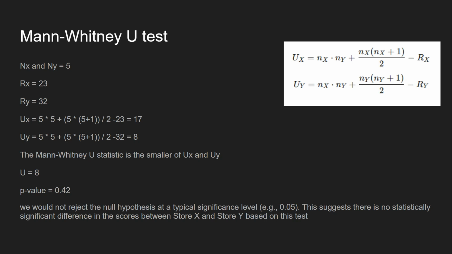The Mann-Whitney U statistic is the smaller of U_X and U_Y, so you get a value of 8. The p-value from this is going to be 0.42. We would not reject the null hypothesis at this significance level because we're looking at alpha 0.05. This suggests there's no statistically significant difference between the scores of store X and store Y based on the Mann-Whitney U test.